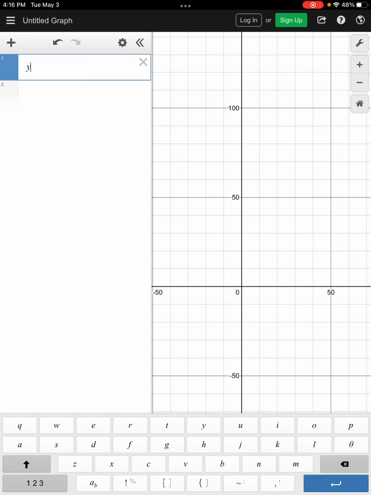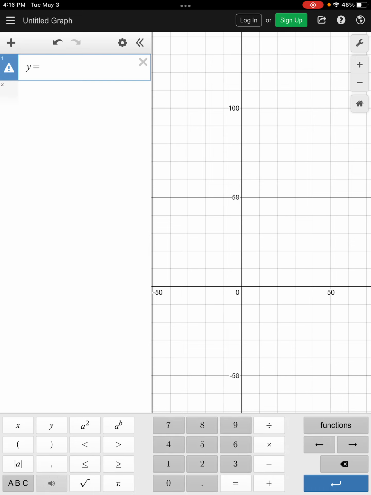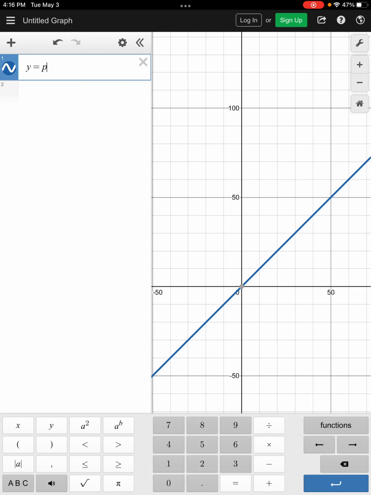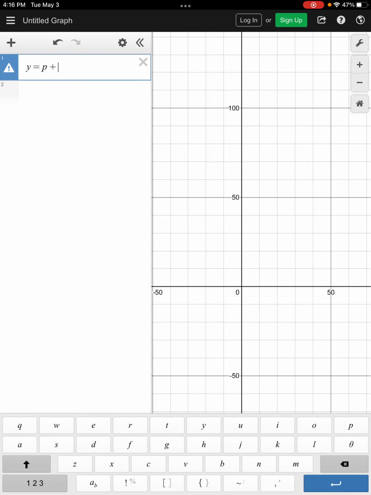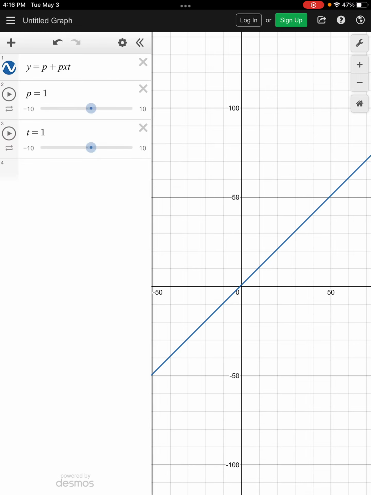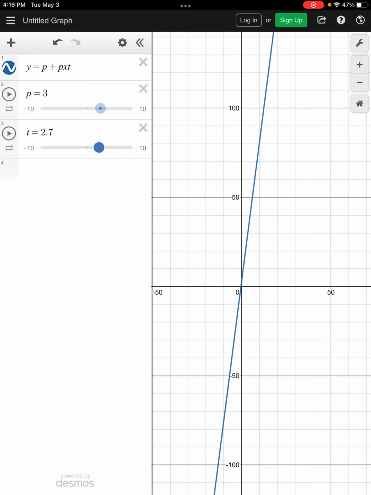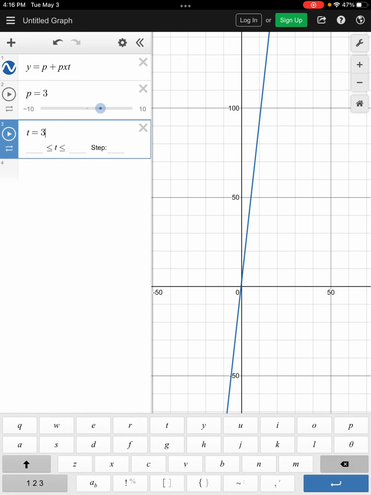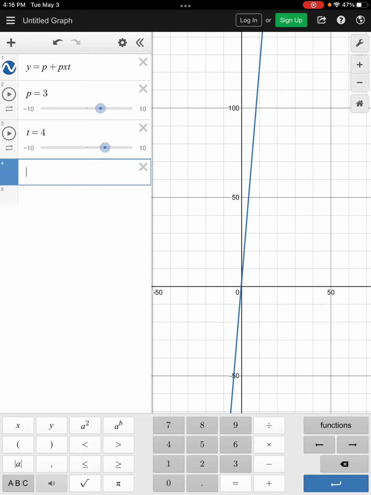So let's do this. We have Y equals P. You can do capital if you want, does not matter. Plus P times X times T. I just choose 3 and I'm going to choose 4. Just any random numbers, it doesn't matter, it could be 4.1. Oh my goodness, can't handle this. All right, there it is. Now I'm going to type in each one, all the answer choices.